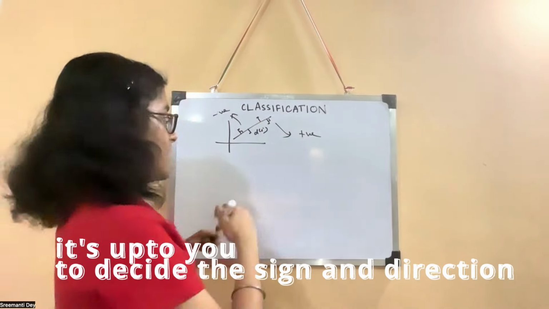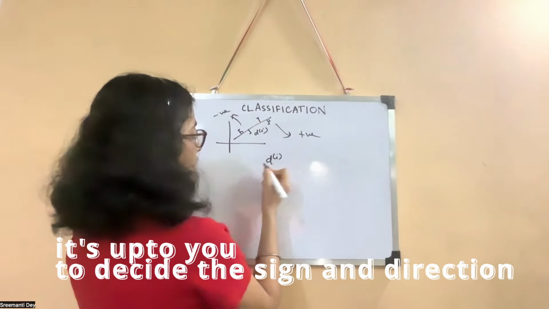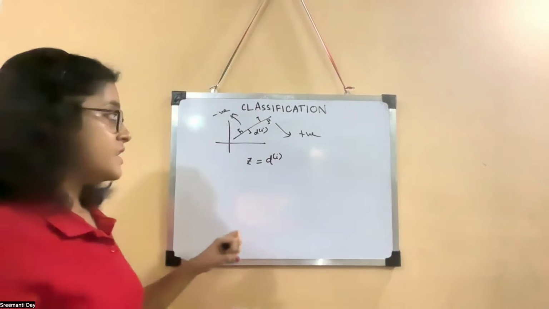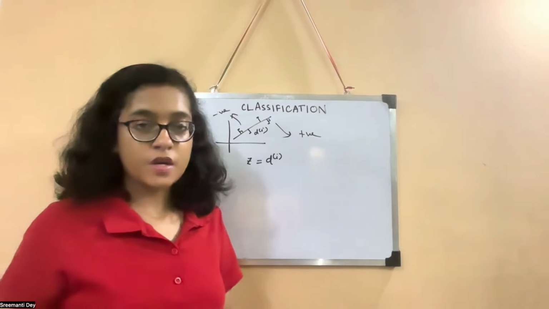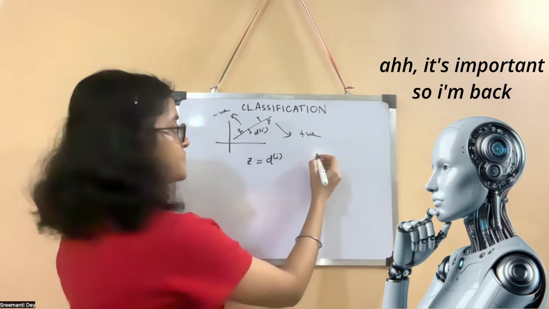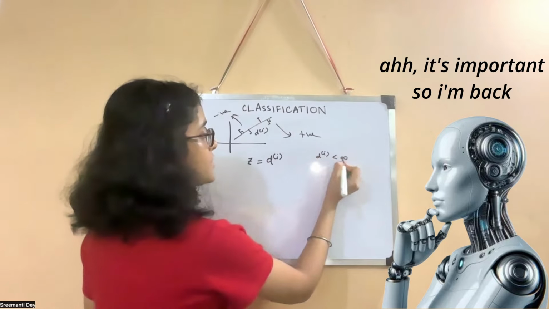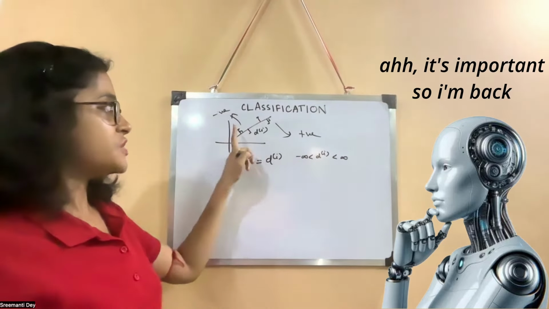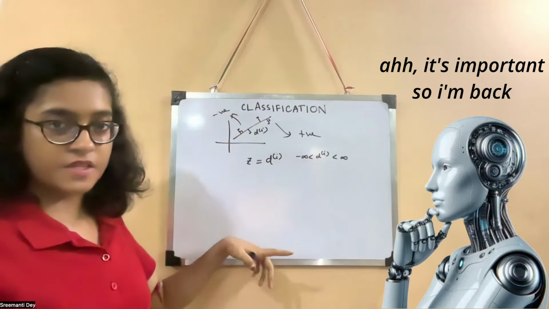And then let's denote z as di. Now this is very important to understand, so listen carefully. This di can range from positive infinity to negative infinity. So we are trying to find a function.